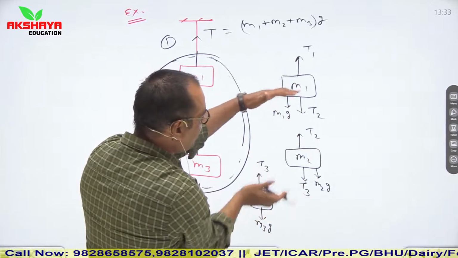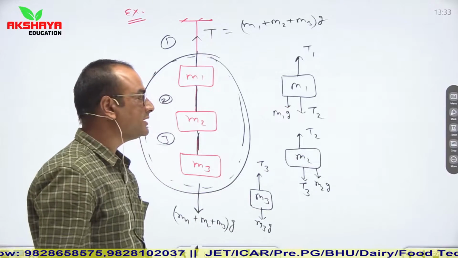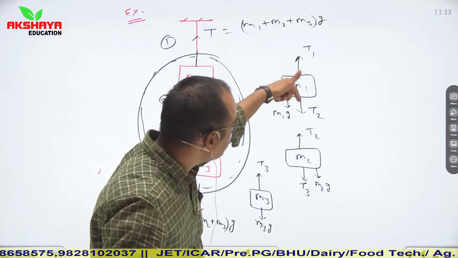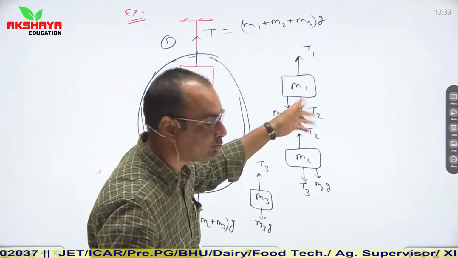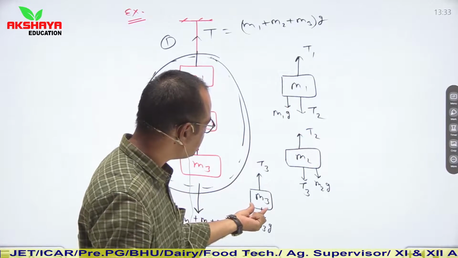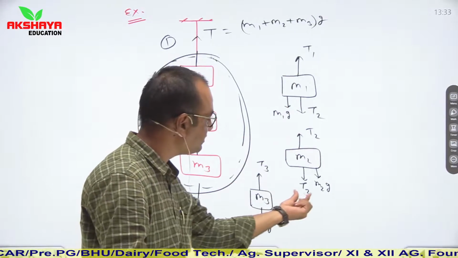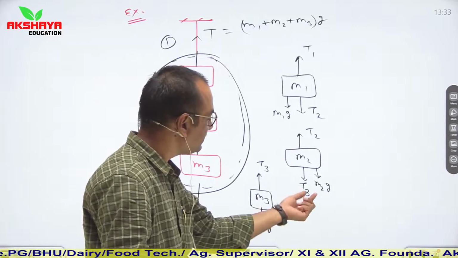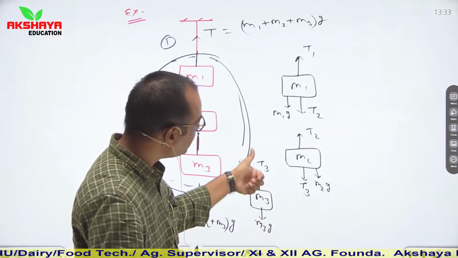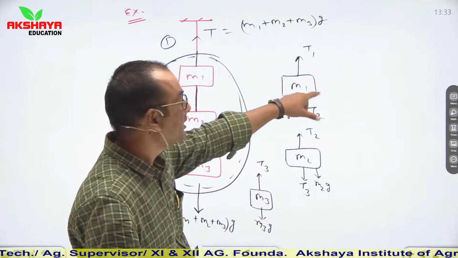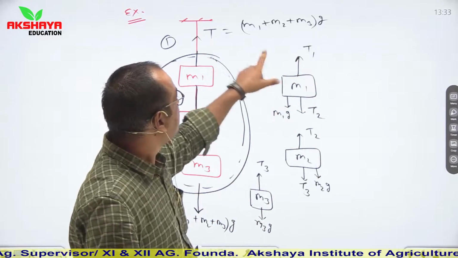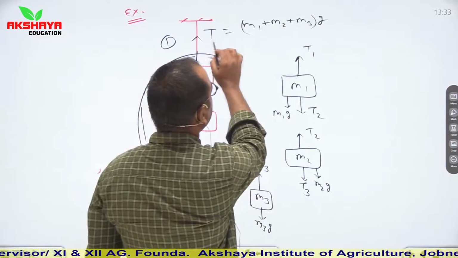If we combine them together, then you can clearly see that this T2 is downwards. If we connect it, then this T2 is upward, T2 minus T2 cancel out. If we connect this block of mass M3 with this block of mass M2, then here T3 downwards and here T3 upwards. So T3 minus T3 is 0. It means net tension is T1. So see, this relation will be equal to this relation.